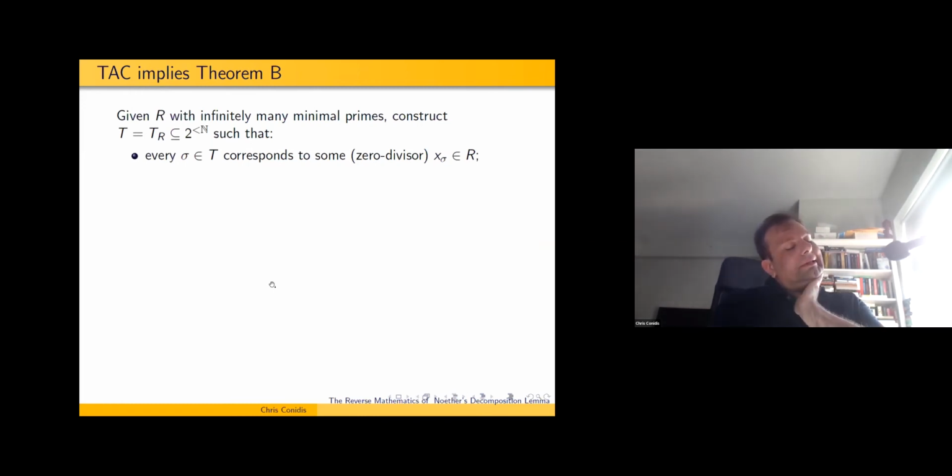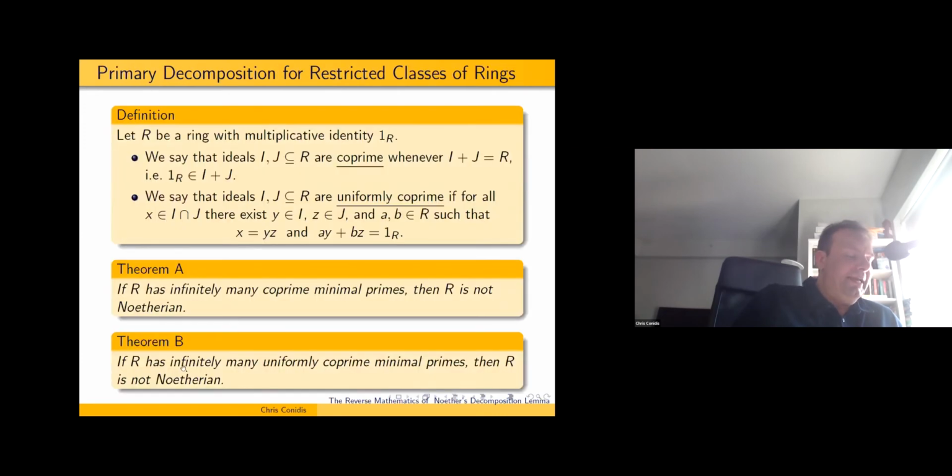All right, so let's go a little bit into the proof of this thing. I just want to sketch the proofs. The proofs are actually not that hard. So first, here I'm just going to talk about theorem B, and remember that theorem B talked about these uniformly coprime minimal prime ideals. And so I have a stronger condition here in theorem B. I have uniformly coprime minimal primes.